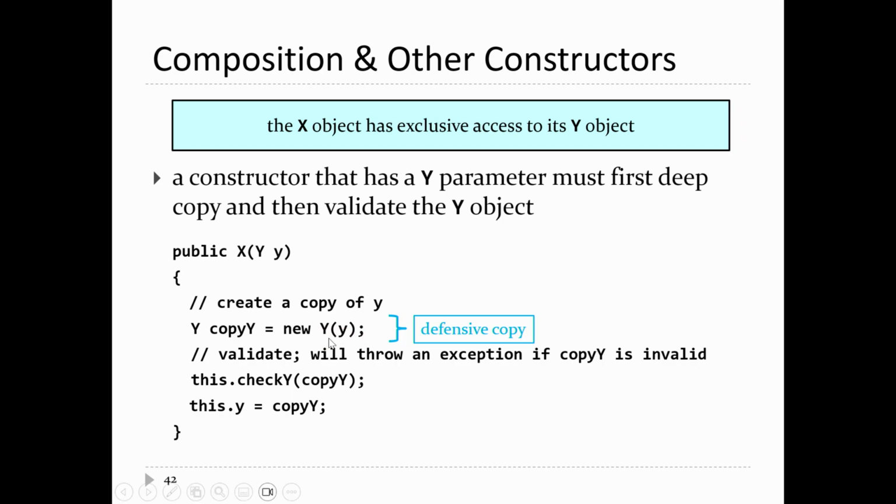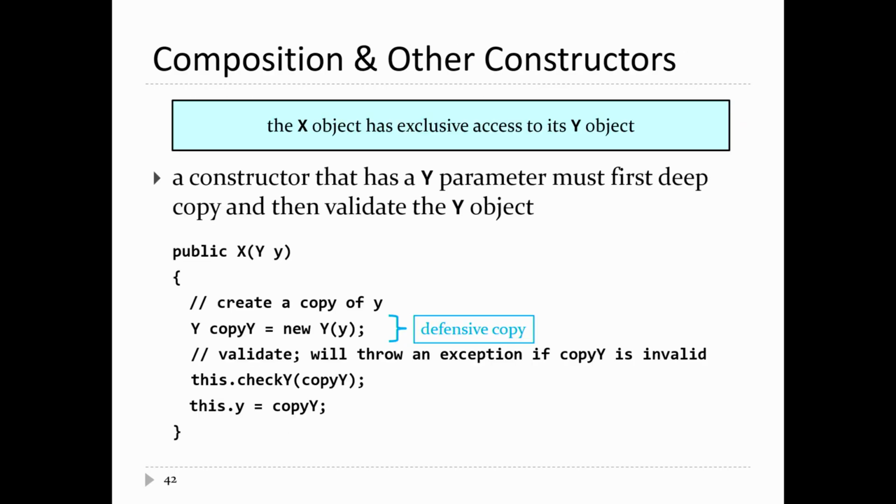If there are any preconditions on the state of y, you're now going to check the copy to make sure that the copy satisfies them. So checkY is just some made-up method that checks whether or not the incoming y object is suitable. If it passes the check, or passes validation, then you can write this.y = copy of y. So you've made your own y object, and you're going to set this.y to refer to your brand new copy of the incoming y object.